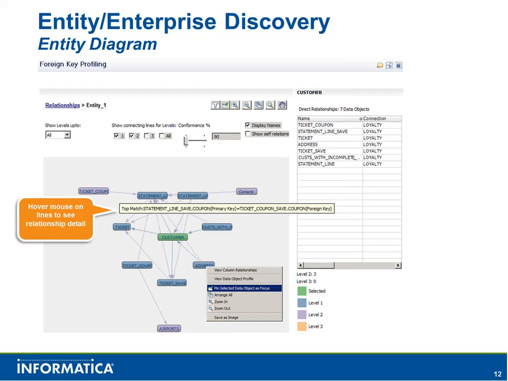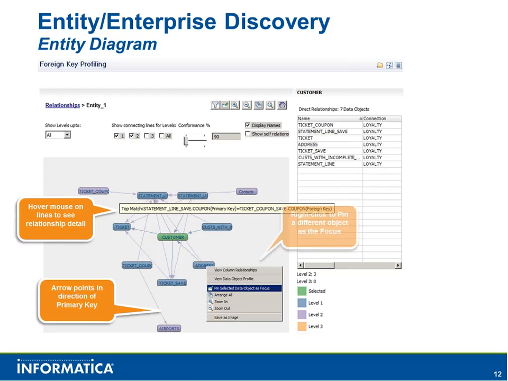Okay, thank you. So this is just a little bit more information on the entity diagram that we can drill down into. As we can see, if you hover your mouse over one of the lines, it will actually show you what the relationship there is. The arrows in the diagram will point in the direction of the primary key. You can right-click then to pin a different object as the focus. So if I was able to click on this and select that menu option, the address table would then become the focus of our diagram, and then we would see the relationships that it has with other tables.